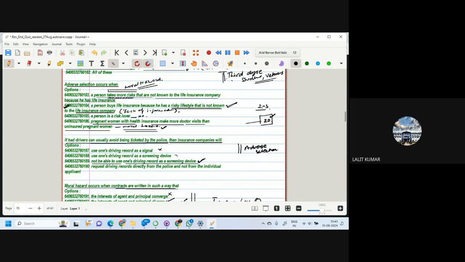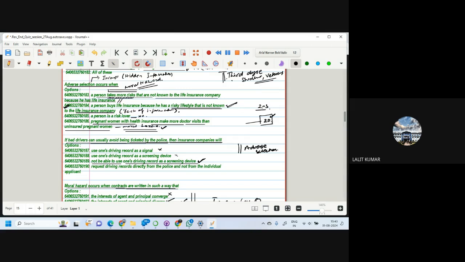Adverse selection occurs when a person takes more risks that are not known to the life insurance company because he has life insurance. No, this is a case of moral hazard. Adverse selection happens when there is incomplete information or hidden information, we'll say. One party does not have information.